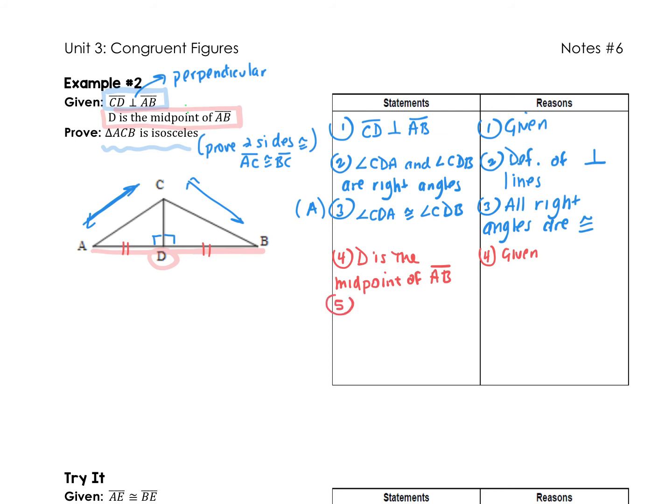Our takeaway from that is to use that word midpoint. A midpoint divides a segment into two congruent segments. So we have line segment AD congruent to line segment BD. And for the reason, we say it's definition of midpoint. You see how that works? The line before it mentions a midpoint, and now we're using the definition of midpoint.